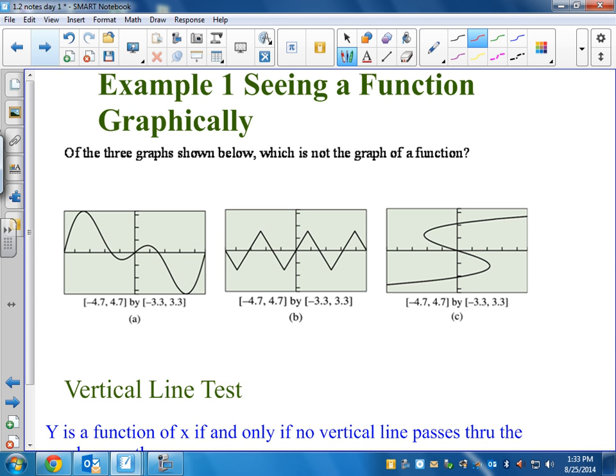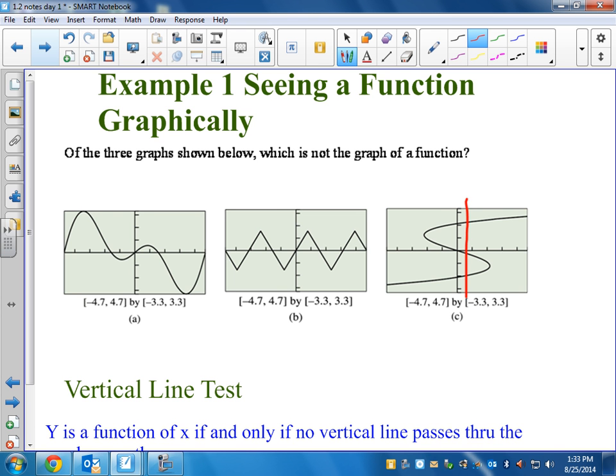How about this next question? This is why I printed these out, so you can circle the answer. Remember when your math questions were like circle the right answer? It says, of the 3 graphs shown below, which is not the graph of a function? Because why? That's the vertical line test. Oh, okay, your teacher taught you well.